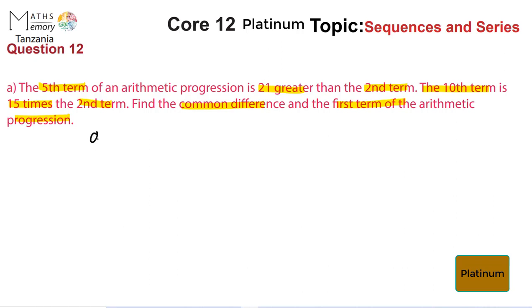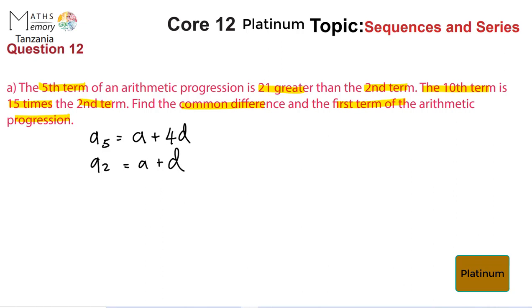So let's look at this. The fifth term, A5, is defined as A plus (n minus 1)d. N is 5, 5 taken away 1 is 4, so it's 4d. So A5 equals A plus 4d. Let's define the second term over here. A2 equals A plus (n minus 1)d. N is 2, 2 taken away 1 is 1, so it's just 1d, or d.